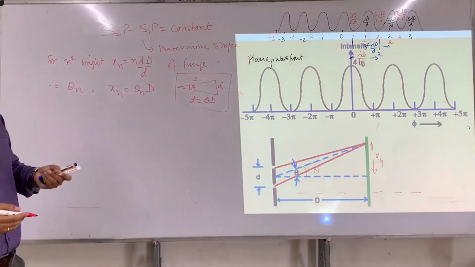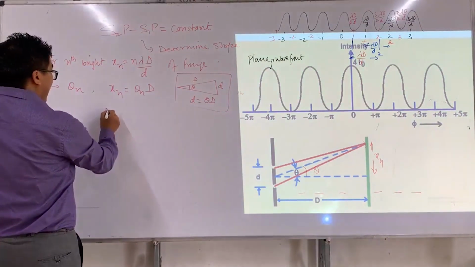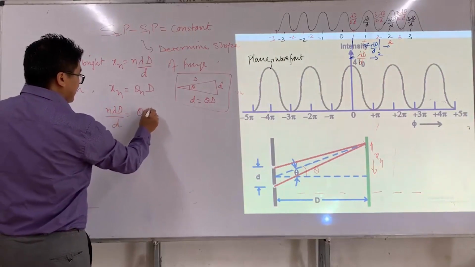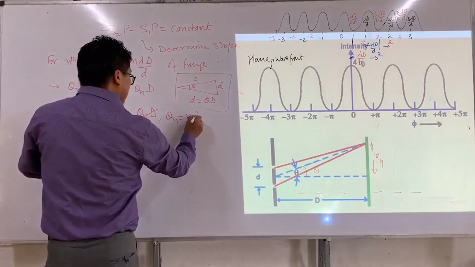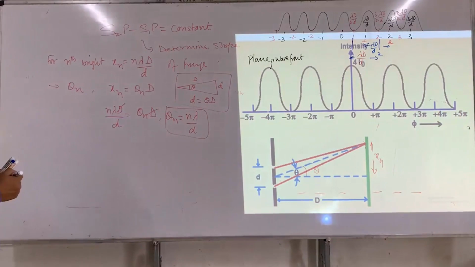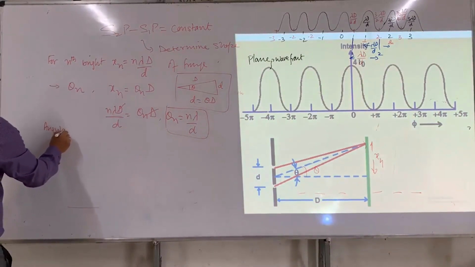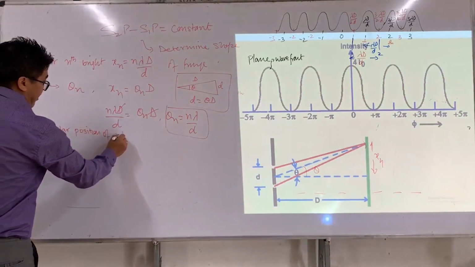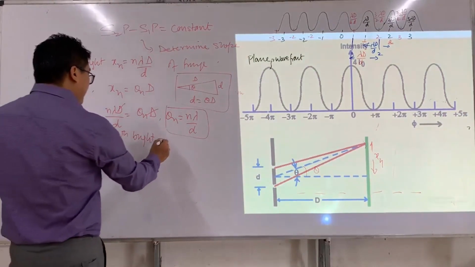Here theta is in radians. Now look here. If this is so, then n lambda D by small d is equal to theta n times D. So D cancels out, and the angular position is going to be this. This is the angular position of the nth bright.